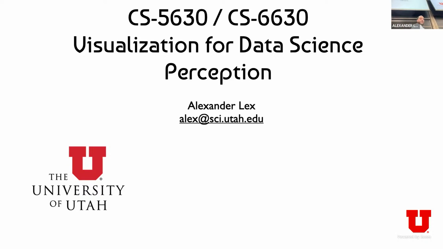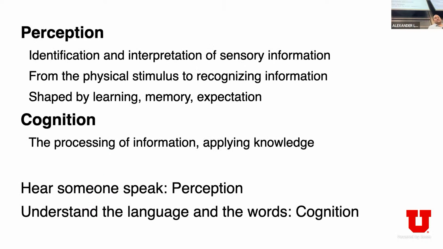Okay, well, then let's get started. Let's talk about perception. So there are actually two different words here, perception and cognition. Perception really is our low-level identification and interpretation of sensory information. So when my eye sees light, that's perception. When my ear hears sound, that's also perception.